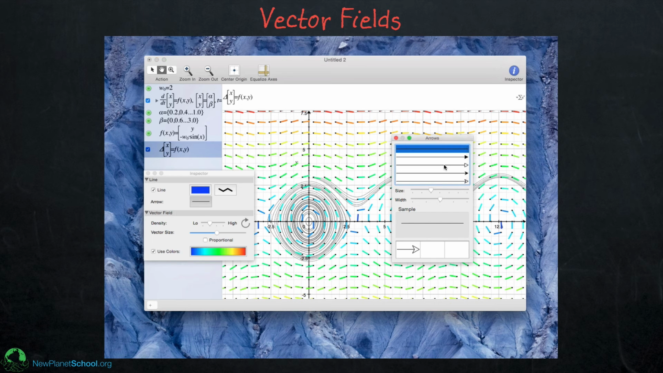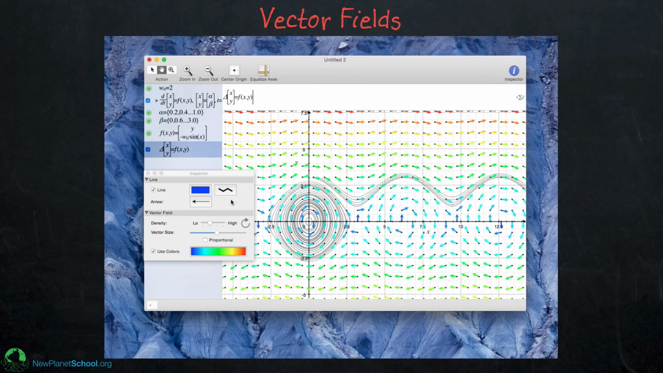Okay, here I'm changing some of the line styles on the arrows because, as usual, everything in MatGrapher is completely customizable. And so you can go through this inspector window and change everything that you need to. Okay, but let's move on.